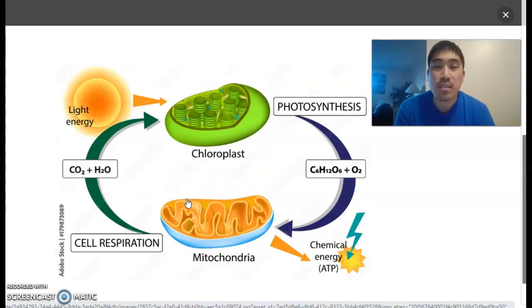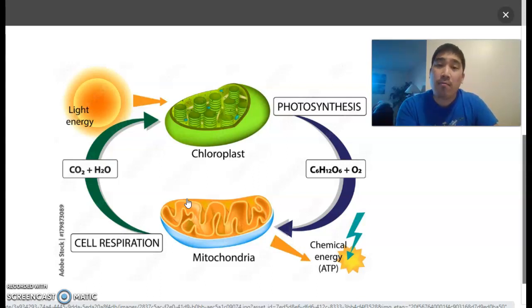So in photosynthesis, the plant will take in sunlight, carbon dioxide, and water from the soil, take them into the chloroplast, and mix them all together to create glucose, which is stored in the plant for later use for energy, and as a byproduct, it creates oxygen.